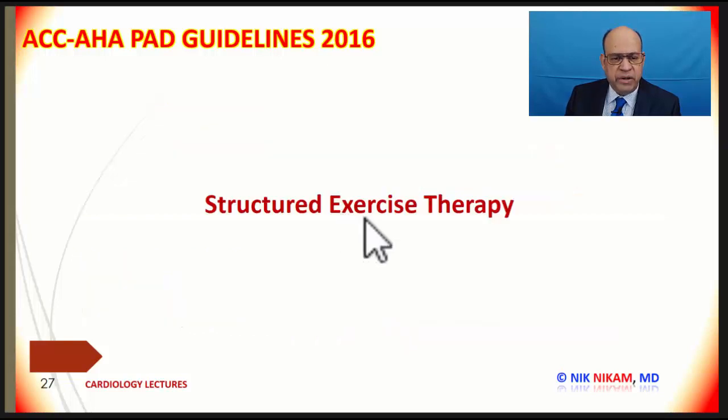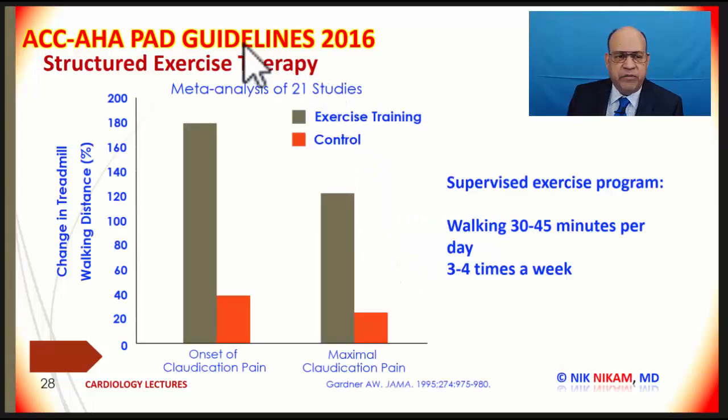Let's talk about the structured exercise program. All patients with peripheral arterial disease should be enrolled in a structured exercise program, which involves a supervised exercise program with walking 30 to 40 minutes per day for at least 3 to 4 times a week. And as you can see, those patients who are involved in a structured exercise program can almost double their walking distance, 6 minute walking distance, with exercise rehabilitation.